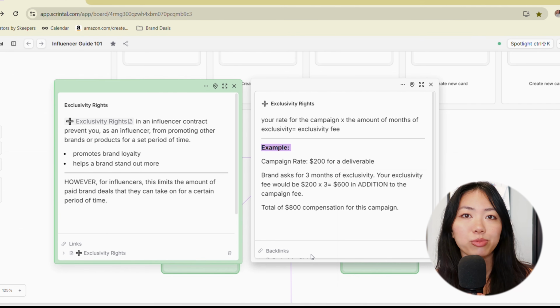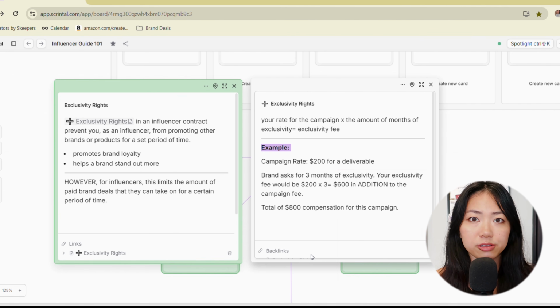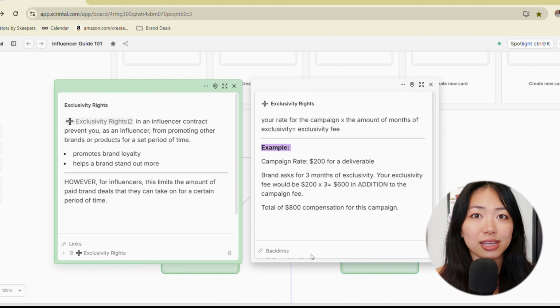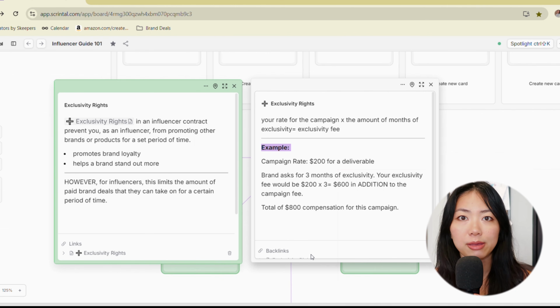For instance, if a brand is asking you for 3 months of exclusivity and you charge $200 for an Instagram Reel, that would be 200 times the 3 months, which would equal $600, meaning you would charge $600 for an exclusivity fee, and that's in addition to the campaign cost.